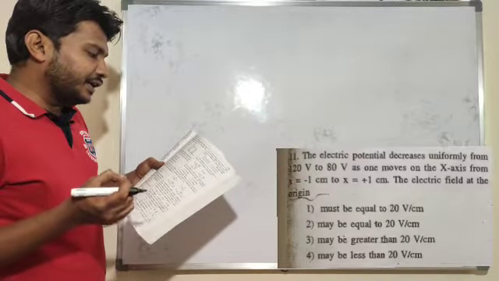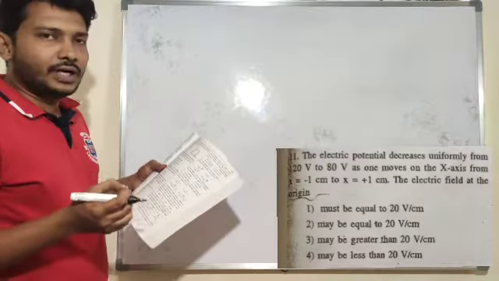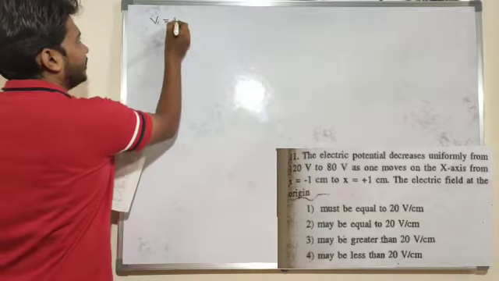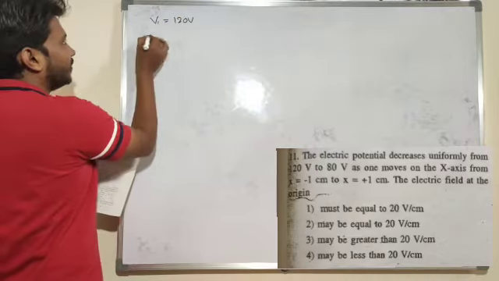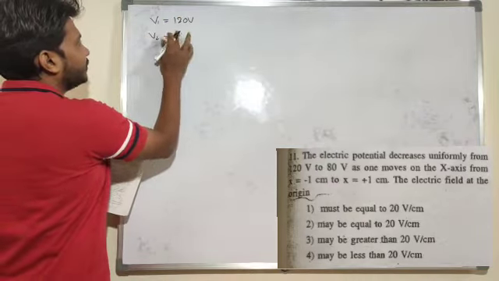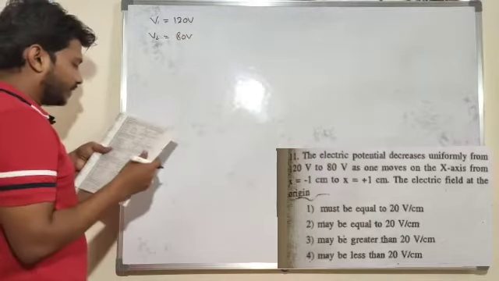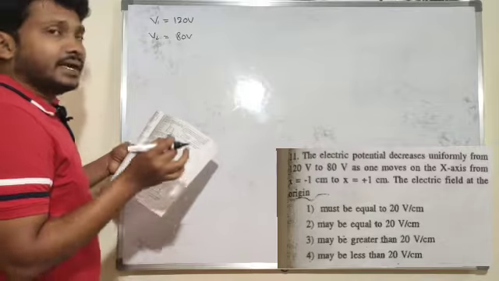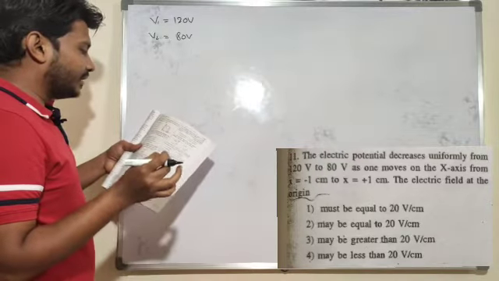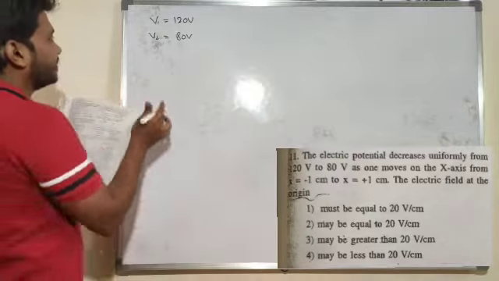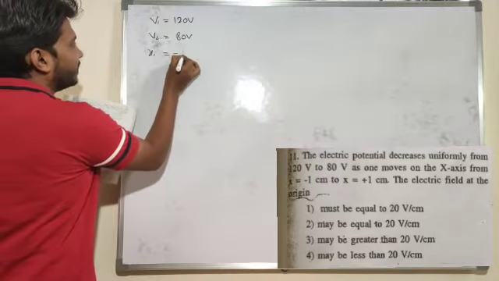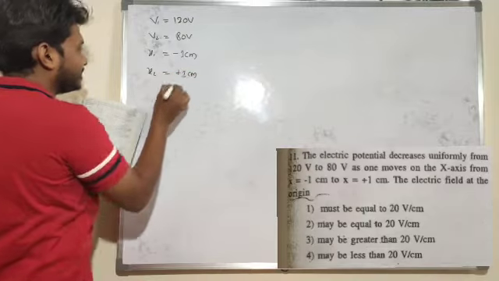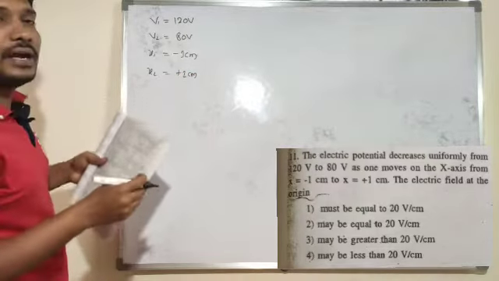Electric potential decreases uniformly from 120 volt to 80 volt. So the initial voltage is 120 and it decreases to 80 volt, as we move along the x-axis from x equal to minus 1 centimeter to x equal to plus 1 centimeter. So initially x1 is minus 1 centimeter and x2 is plus 1 centimeter. Find the electric field at the origin.